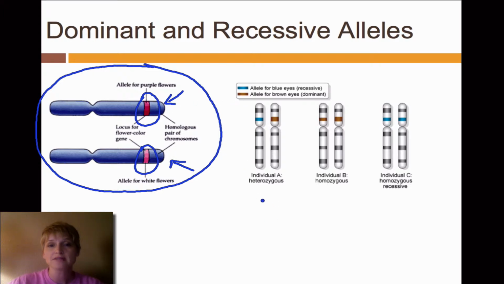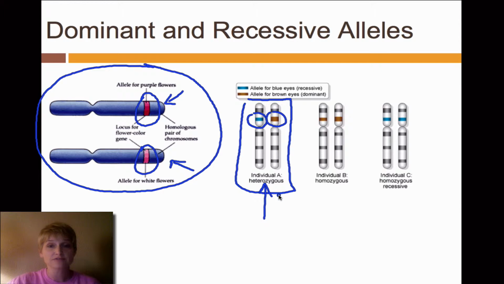So we have some naming systems for this, and in this situation, we have a recessive allele for blue eyes and we have a dominant allele for brown eyes. What happens is the dominant allele is expressed, but we call this combination heterozygous. Heterozygous means different, so they have different alleles. They have the one allele for blue eyes, the one allele for brown eyes. It's a heterozygous combination of alleles, but the dominant is going to be expressed.